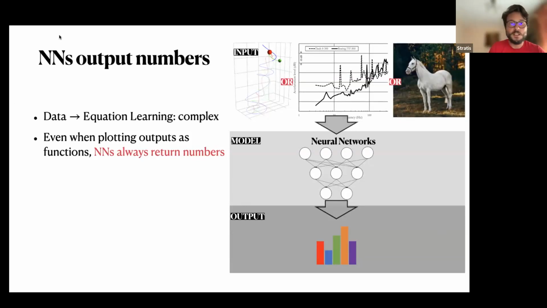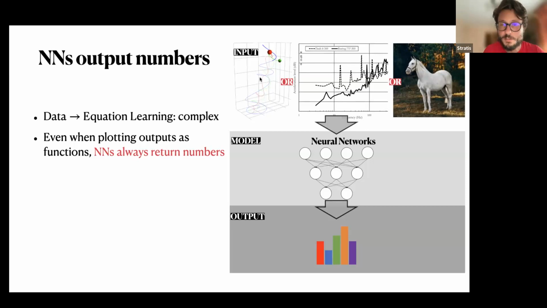I find this work particularly interesting because it addresses a fundamental challenge of neural networks, and it also relates to physics-informed models, SINDy, and so forth. So basically, neural networks at their core simply output numbers. They're a function fitting algorithm that receives as input some data.